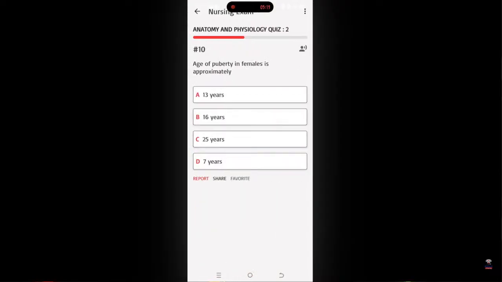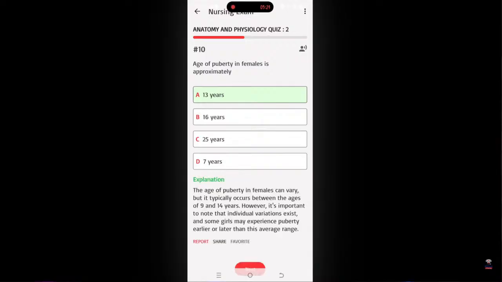Age of puberty in females is approximately A. 13 years, B. 16 years, C. 25 years. Correct answer: A. The age of puberty in females can vary, but it typically occurs between the ages of 9 and 14 years. However, it's important to note that individual variations exist, and some girls may experience puberty earlier or later than this average range.